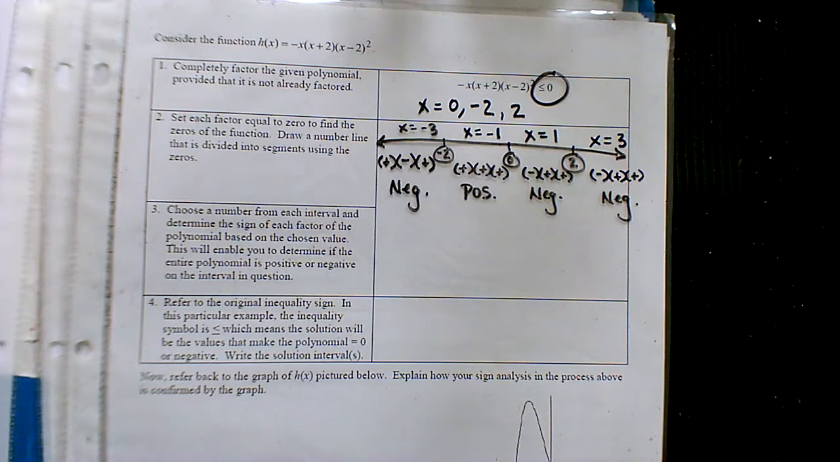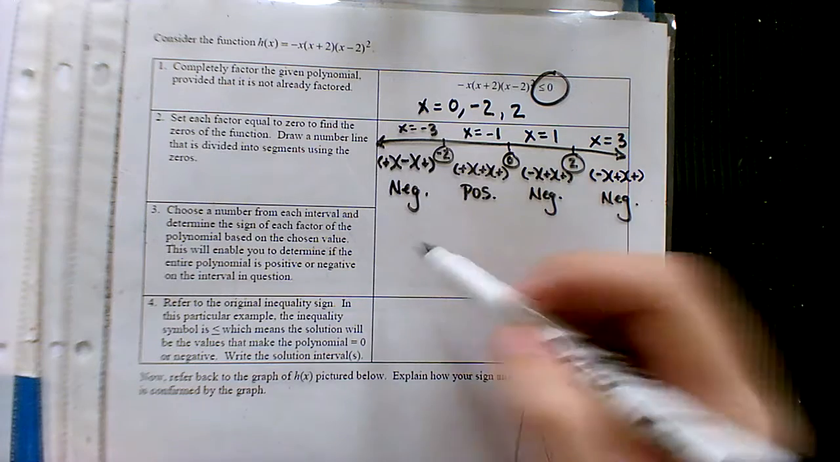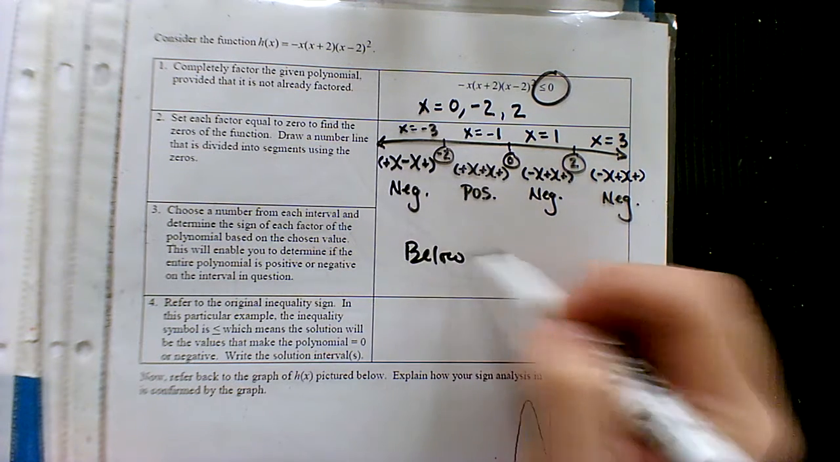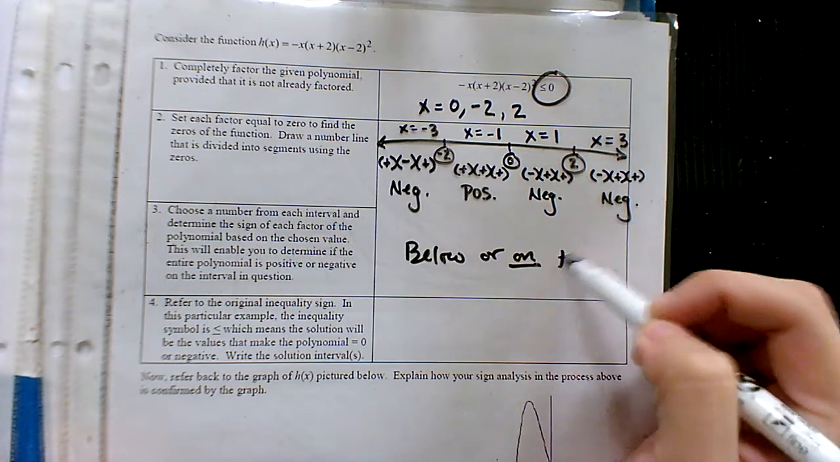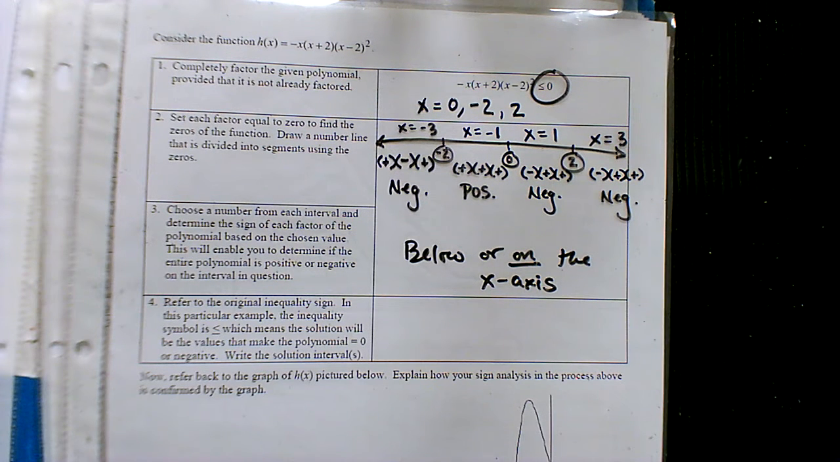Okay, what is it asking us? So using the symbol less than or equal to 0, we're graphically trying to determine where we are below or on the x-axis. So the question is, how do we analyze or read our sign chart to help us determine those intervals or those places? Can we think about what we should be looking for if we want to be below or on? What do you think, Logan?